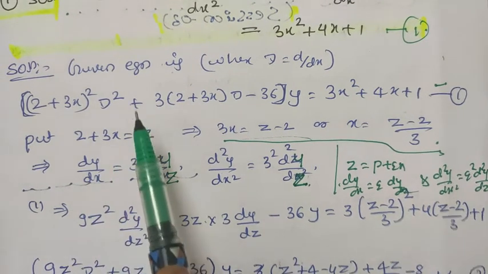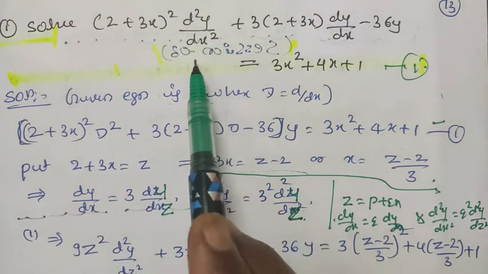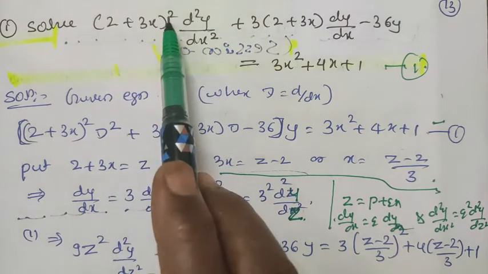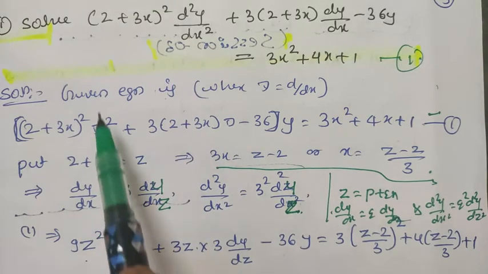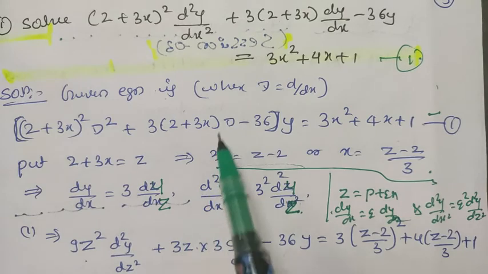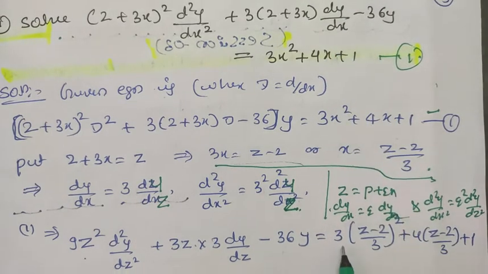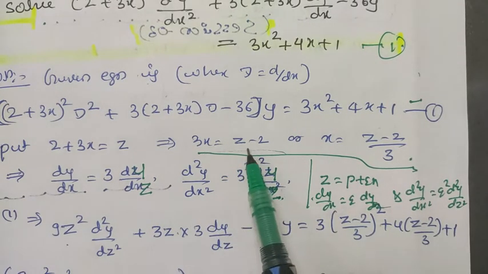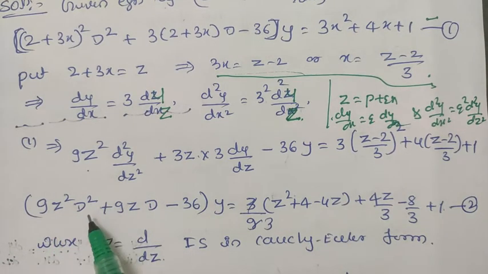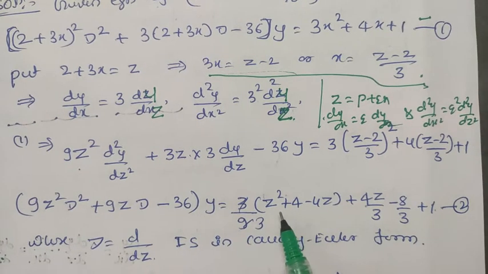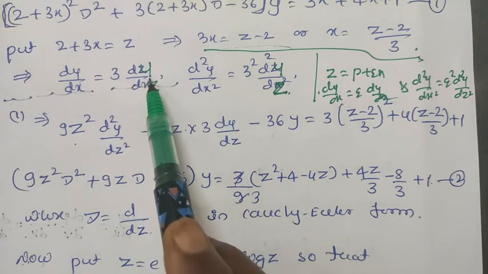So equation 1 becomes: (2 + 3x)² becomes z², and d²y/dx² is 3² d²y/dz², so this is 9z² d²y/dz², plus 3 as it is, 2 + 3x is z, and dy/dx is 3 dy/dz, minus 36y equals 3x² + 4x + 1, where 3x = z − 2, or x = (z − 2)/3. Simplifying gives 9z²D² + 9zD − 36y = the simplified right side, where D is d/dz, because we used substitution z.